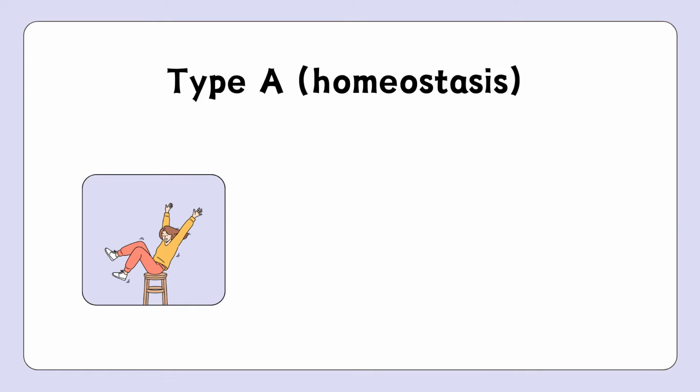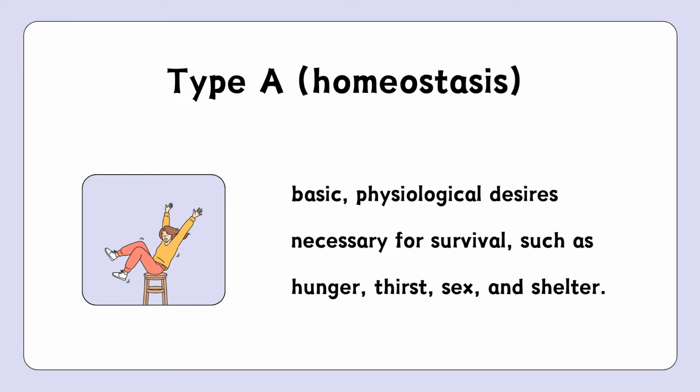Type A motivations revolve around basic survival. Think of things like hunger, thirst, or the need for shelter. These are driven by our need for homeostasis, keeping our bodies functioning and in balance.